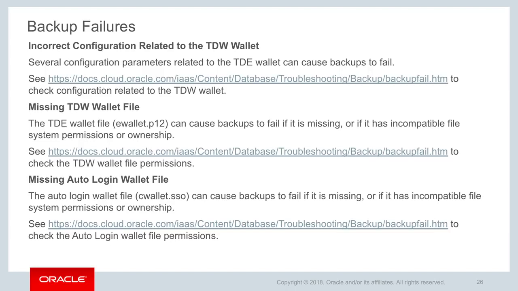The last bullet there is about the missing auto login wallet file. This file, which is the cwallet.sso, can cause backups to fail if it is missing or if it has incompatible file system permissions or ownership. So ensure that it has the right permissions and it is found in the location that the database is expecting it to be in.